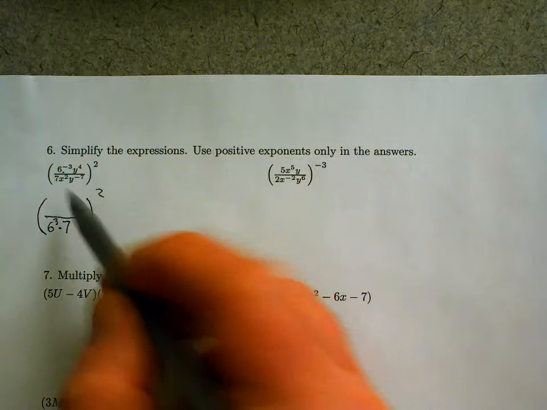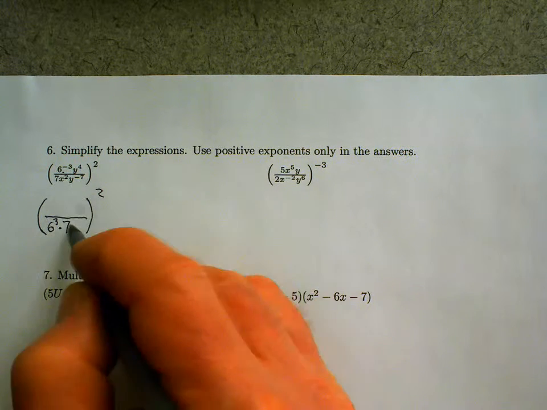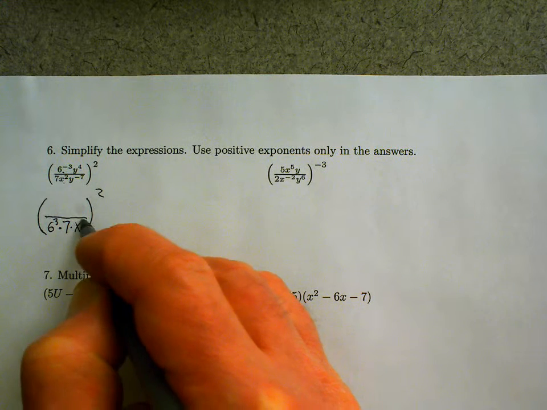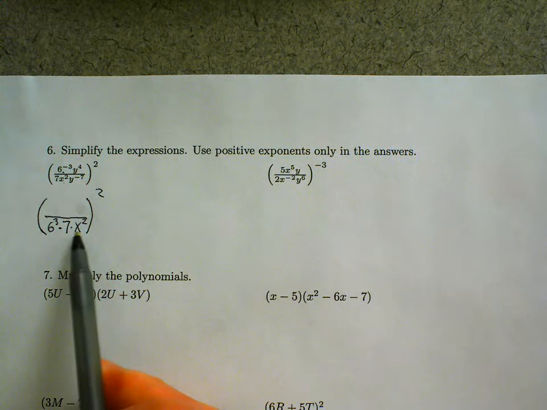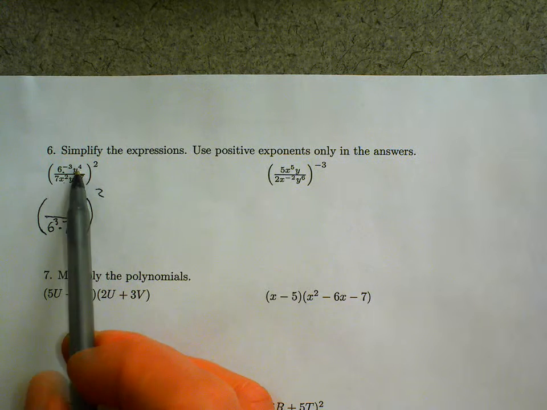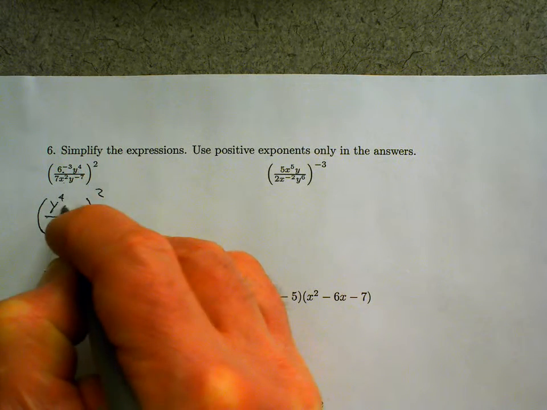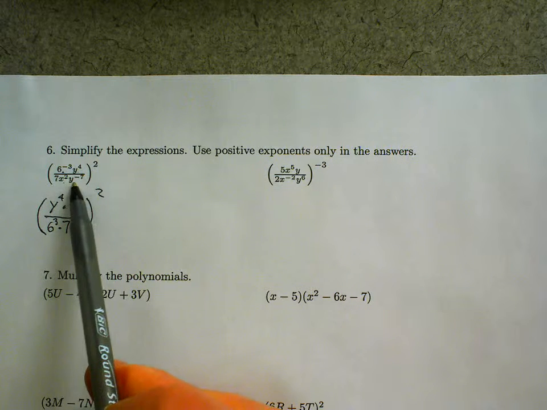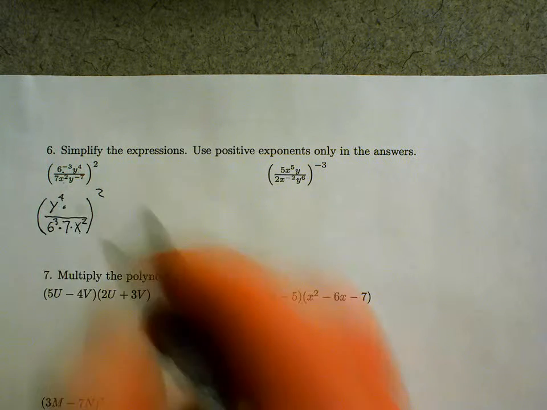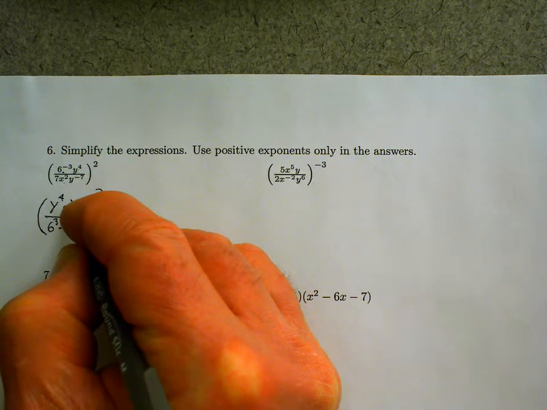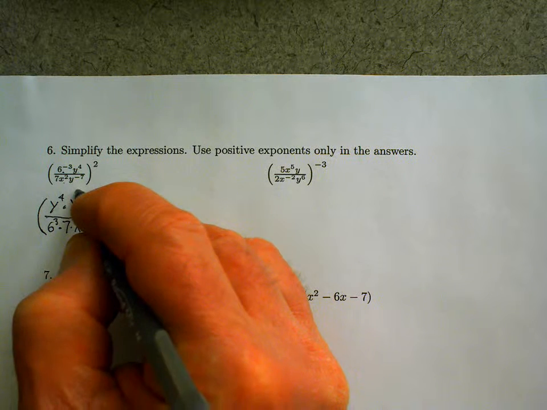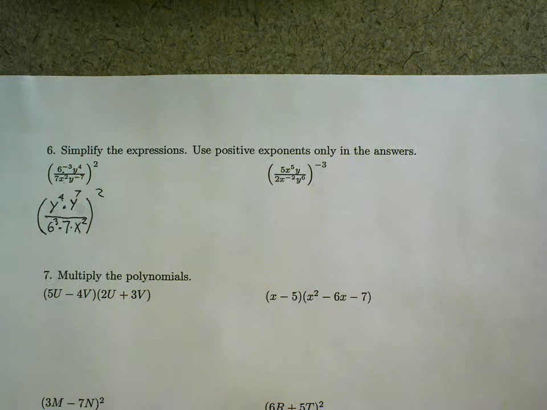And we have x to the 2nd in the denominator. That's the only term with x in it. In the numerator, we have y to the 4th. And in the denominator, we have y to the -7, but that means the same thing as y to the +7 in the numerator.